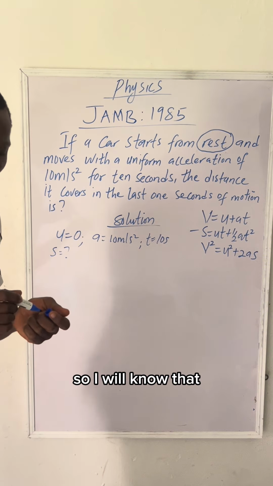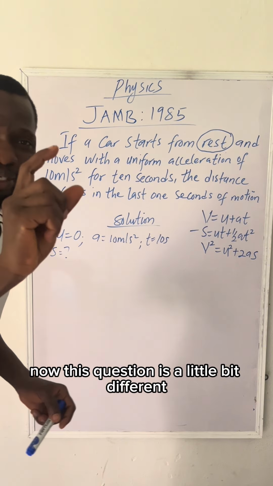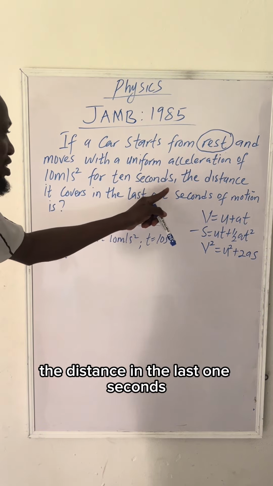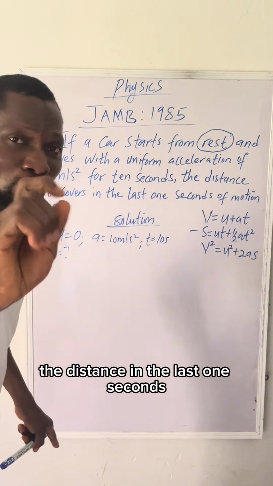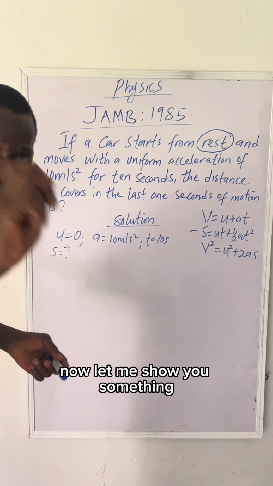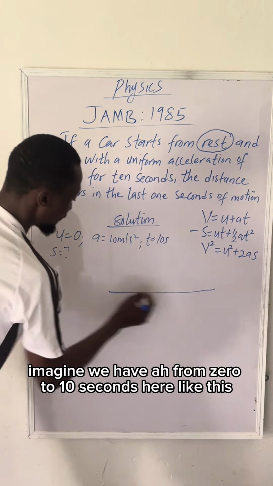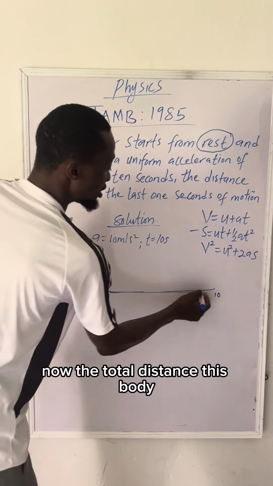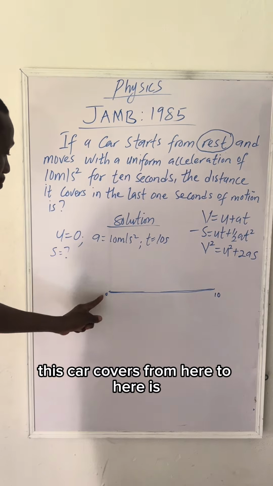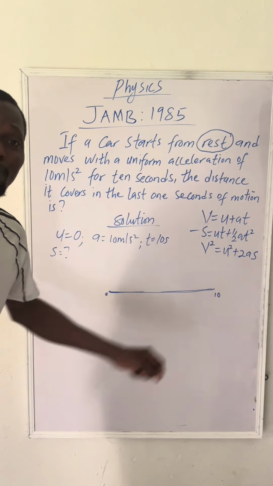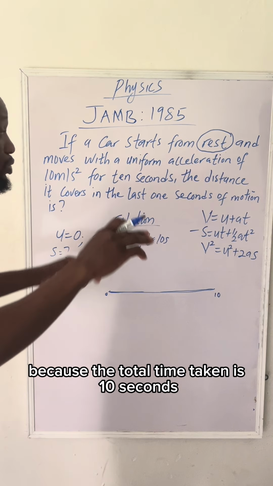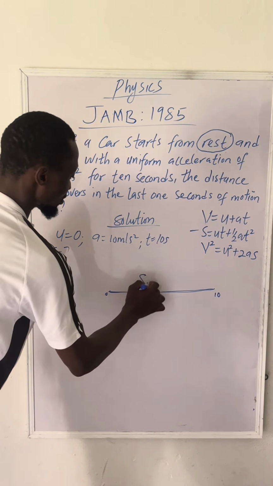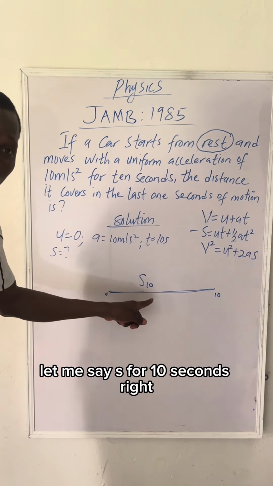So, having known that, this question is a little bit different. We need to have a strategy because the question is asking for the distance in the last 1 second. We need to know what that means. Now, let me show you something. Imagine we have from 0 to 10 seconds here like this. The total distance this car covers from here to here is the distance in the 10 seconds because the total time taken is 10 seconds. So the total distance here is S, let me say S10 for 10 seconds, right?